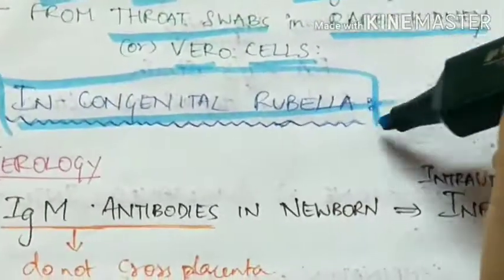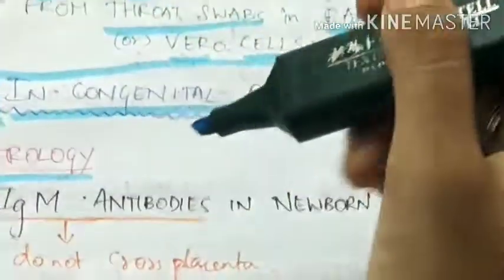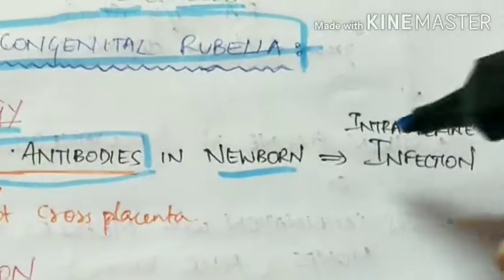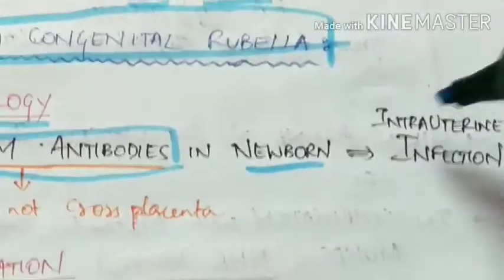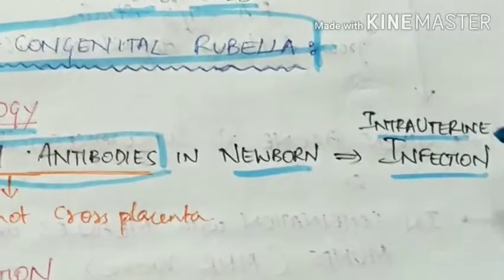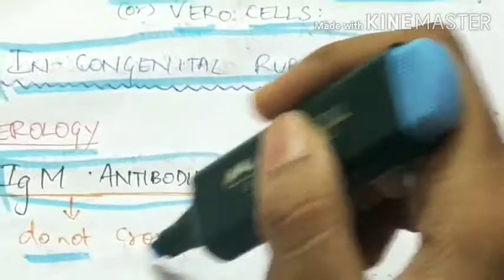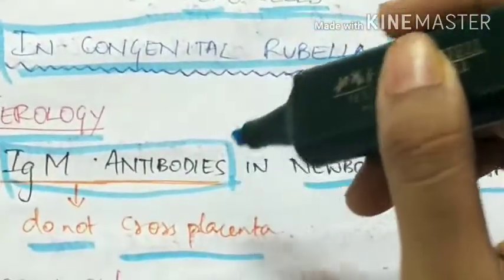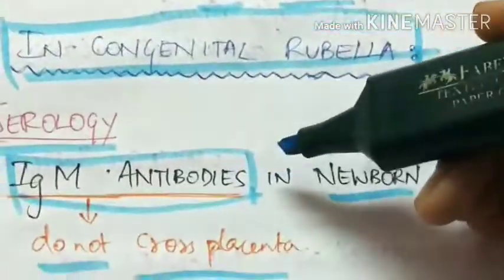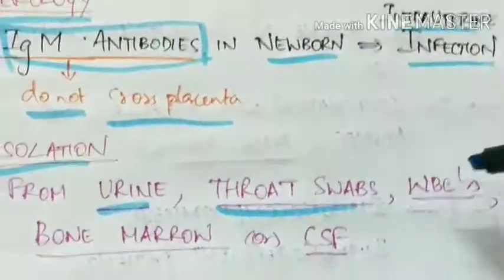Next, in case of congenital rubella, lab diagnosis by serology includes detection of IgM antibodies in the newborn. If IgM antibodies are present in the newborn, it indicates intrauterine infection. IgM antibodies are tested because they do not cross the placenta, whereas IgG antibodies are transplacental. Next, isolation is done from urine, throat swabs, white blood cells, bone marrow or cerebrospinal fluid.